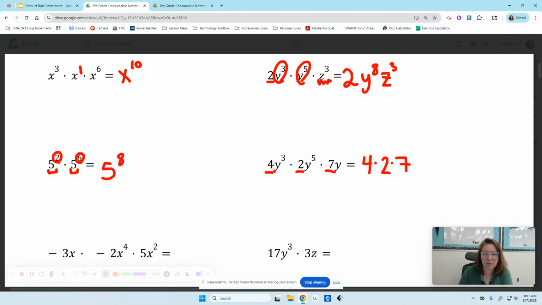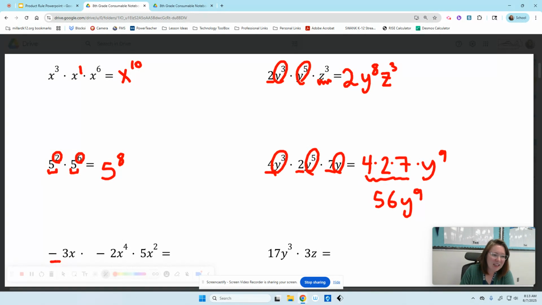But now we deal with all those y's. Y to the 3, y to the 5, and a y to the 1. So 3 plus 5 is 8, plus 1 is 9. And then we would multiply all that together. I cannot do that in my head. Actually, I can. Let's do it in our head. 4 times 2 is 8. 8 times 7, 5, 6, 7, 8. 7 eights is 56. So 56 y to the 9. There we go.